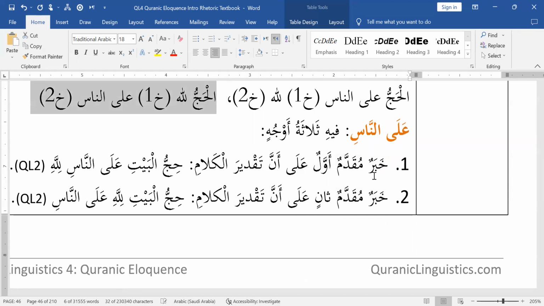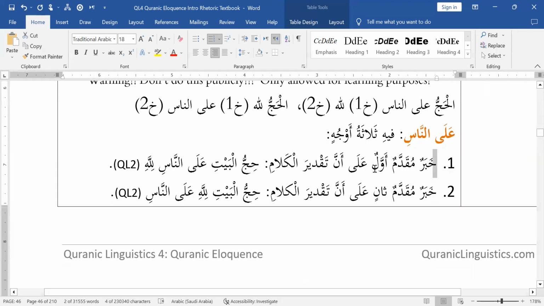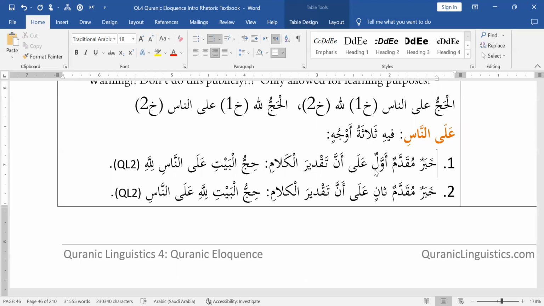If, on the other hand, you go with this syntax, then what's khabar awwal? Khabar awwal is lillahi, and then what's ala nas? Ala nas would then be khabar muqaddam thanin, second khabar. That's what I'm trying to say here. It's خبر مقدم أول على أن تقدير الكلام on the basis. على here means on the basis, or the condition, the shart is that تقدير الكلام is حج البيت على الناس لله. That's what I'm doing here.